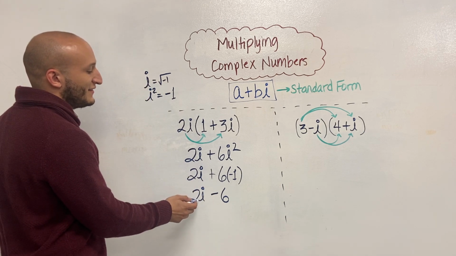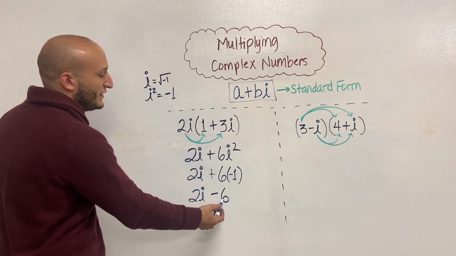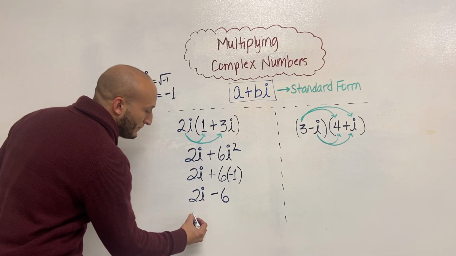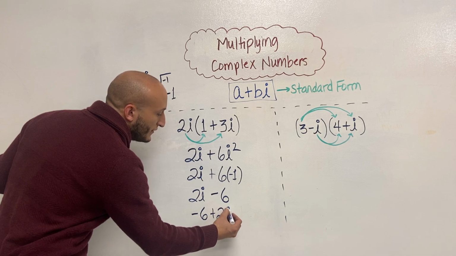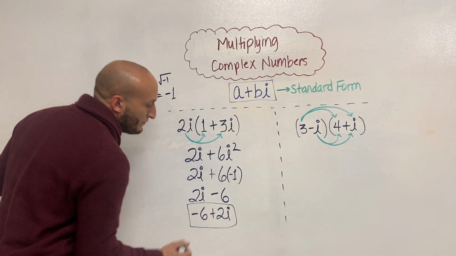Now, this is not in standard form. So I'm going to put the -6 first, and then the positive 2i. Now it is in standard form.